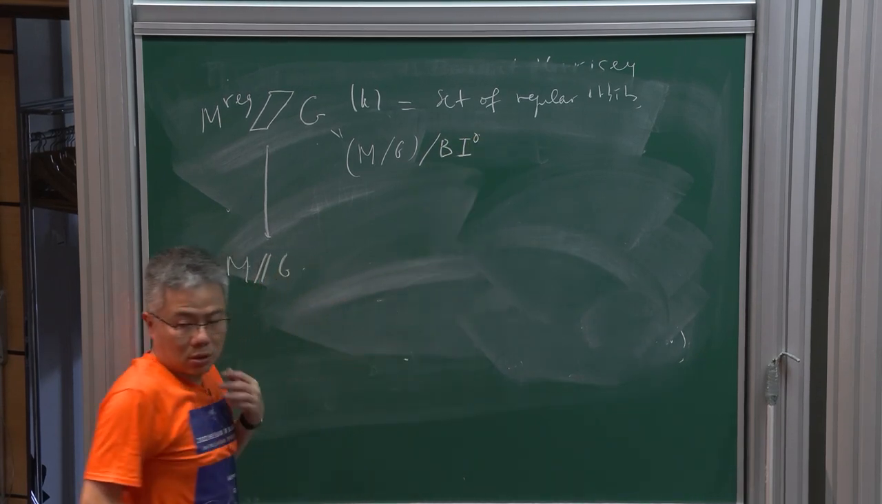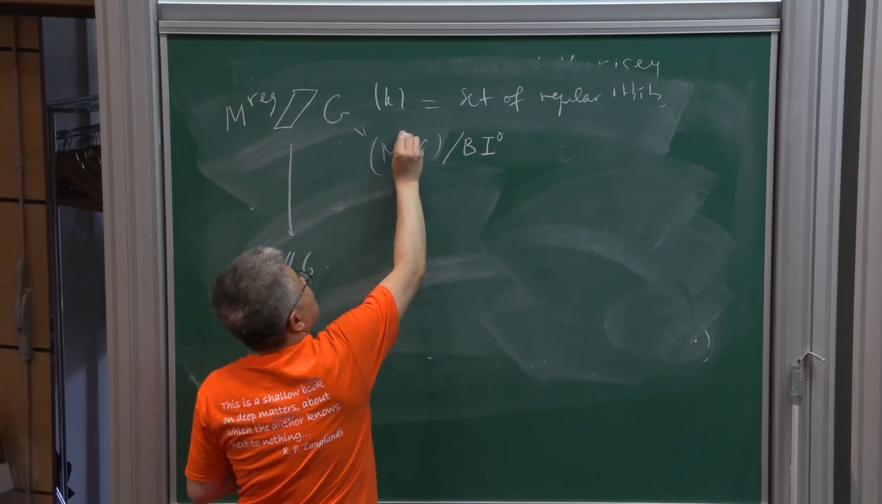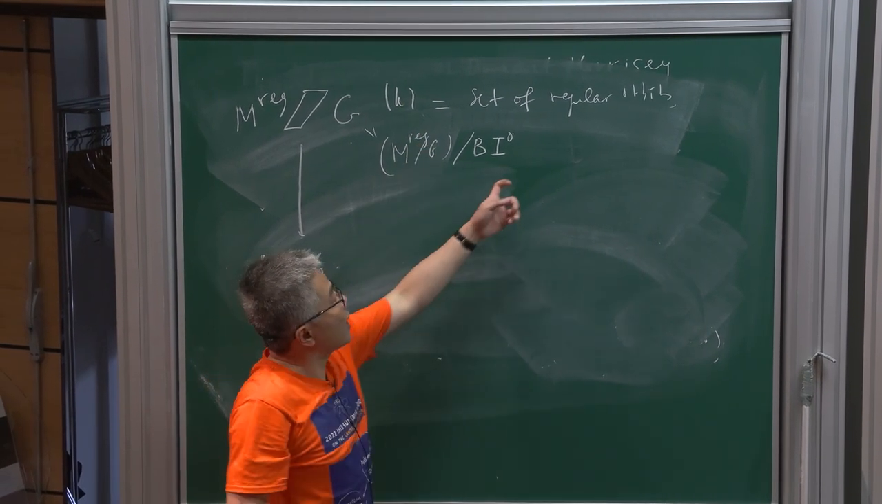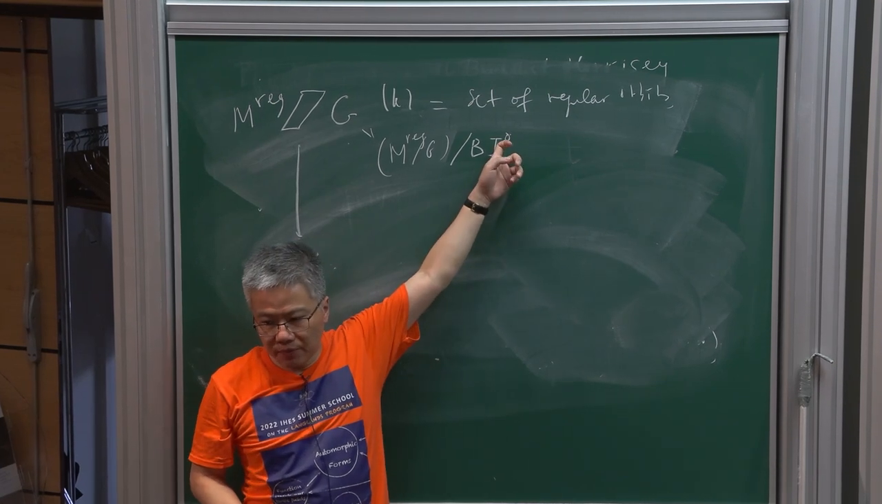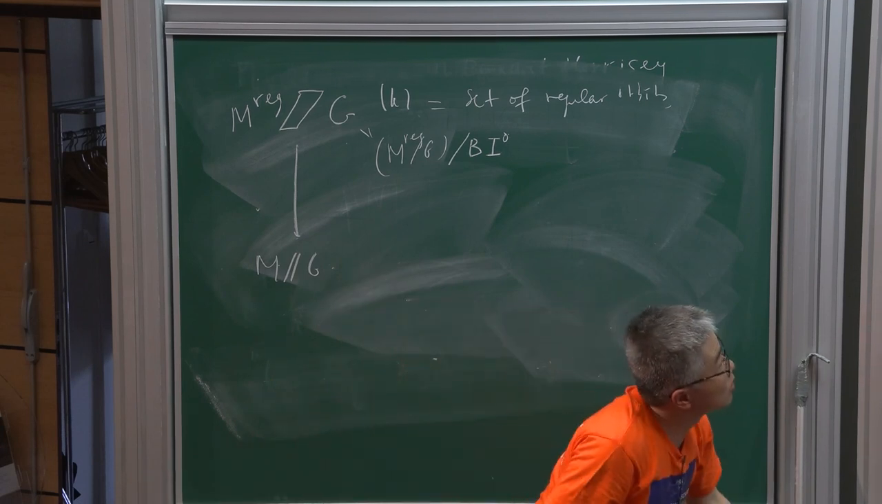The connected component, M regular? Sorry? M regular. So why did you have to take I not here instead of the full centralizers? This is because of this phenomenon, right?